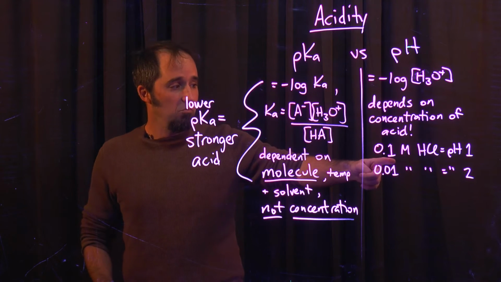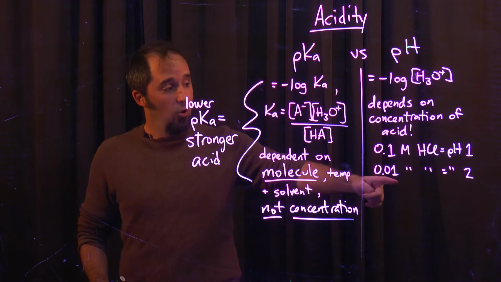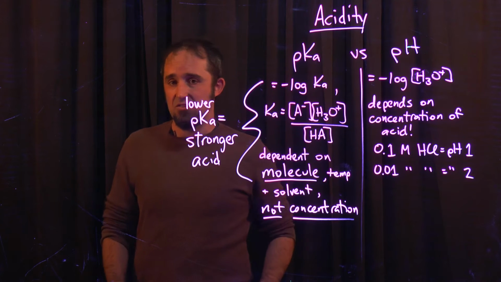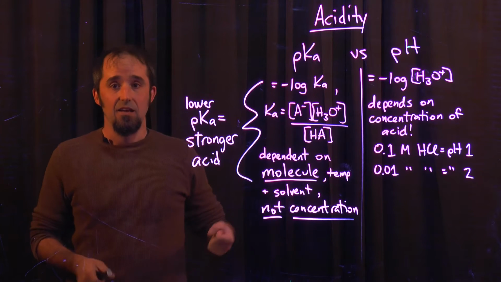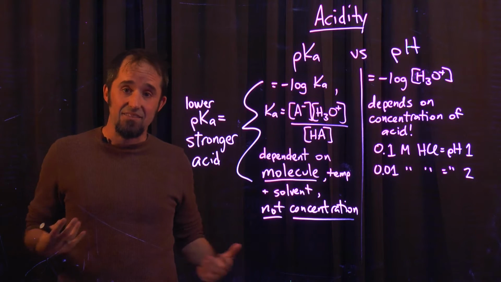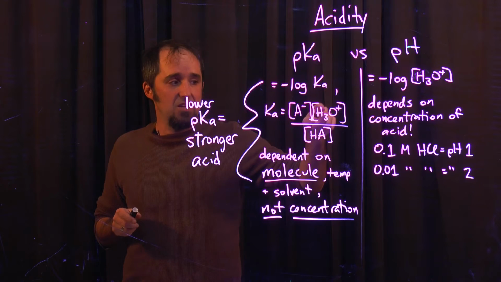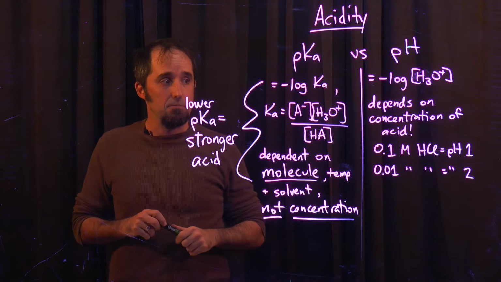So pH is very concentration dependent. If I make a 1 molar solution of HCl, that's pH 1. If I make a 0.01 molar solution, pH 2, etc. So again, the pH changes as the concentration of acid changes, because that's just what pH is. It's measuring how much H3O+ you have in the system.